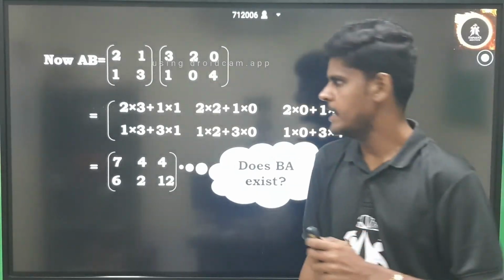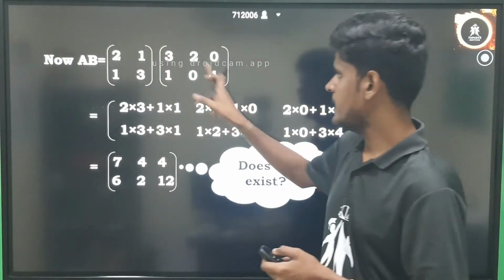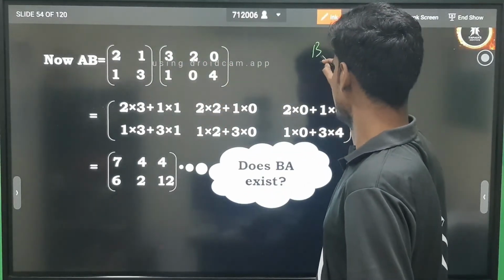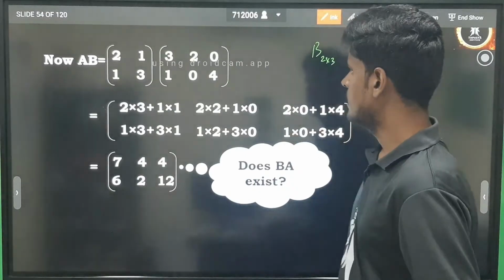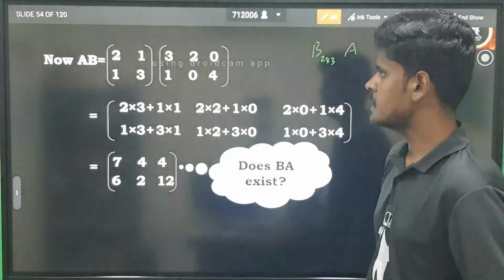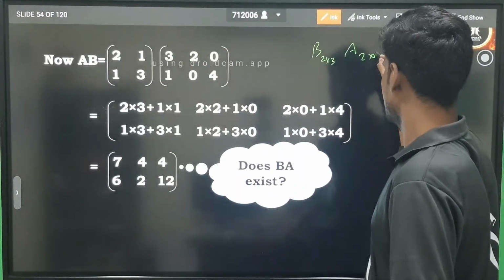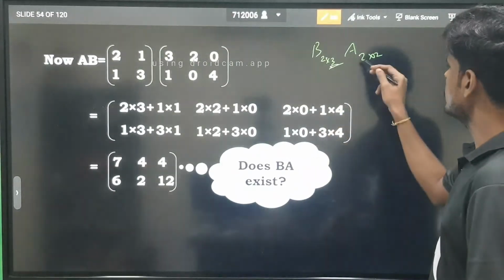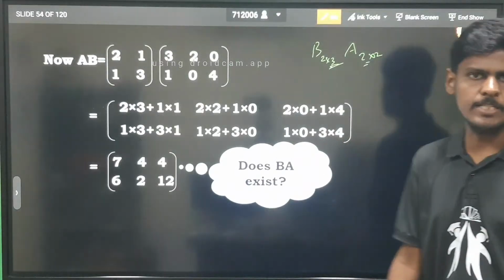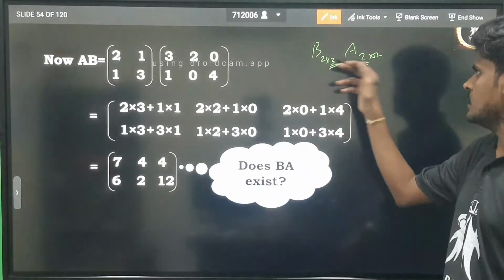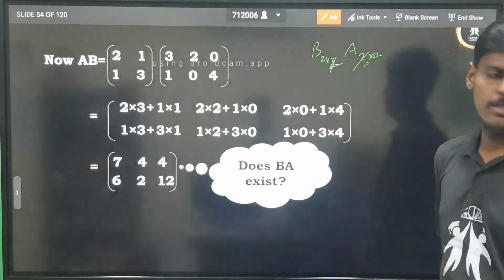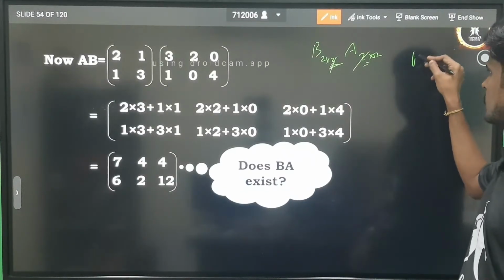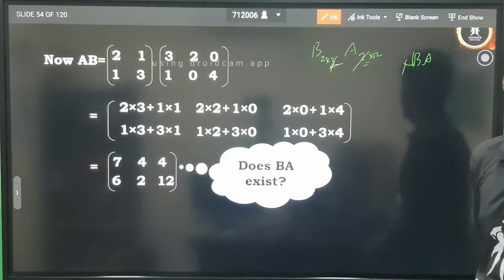Okay, what about BA matrix? B matrix has order 2 by 3. A matrix has order 2 by 2. Here we observe the number of columns in the first matrix and the number of rows in the second matrix are not the same. That means this is not possible. So BA does not exist.